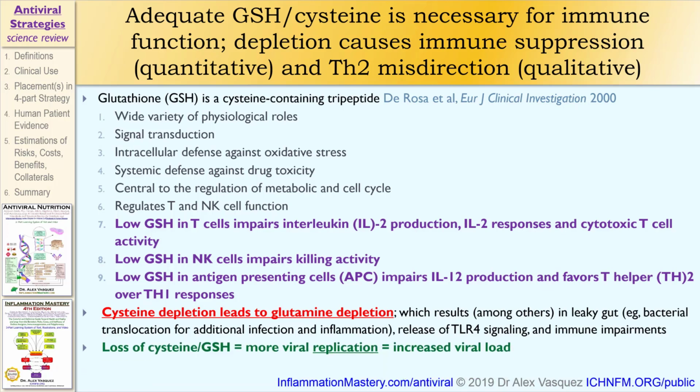Loss of cysteine and glutathione leads to more viral replication, so that increases the viral load, and loss of cysteine and glutathione leads to more viral mutation, and that leads to increased immune escape and the continuation of these viral infections.